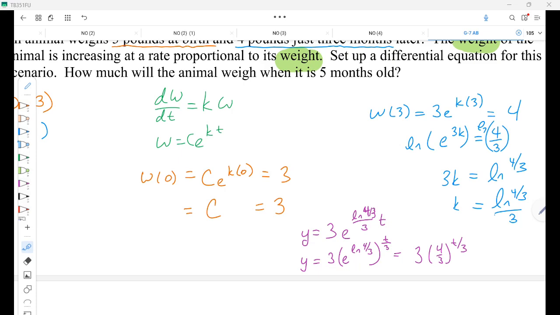So basically what I did was I separated this exponent. It's a bit of a messy exponent. I kept the things that weren't ln's together. So t was a numerator, 3 was a denominator. So I kept the t over 3 as my exponent, but I separated the ln 4/3, and e to the ln of 4/3 is just 4/3.